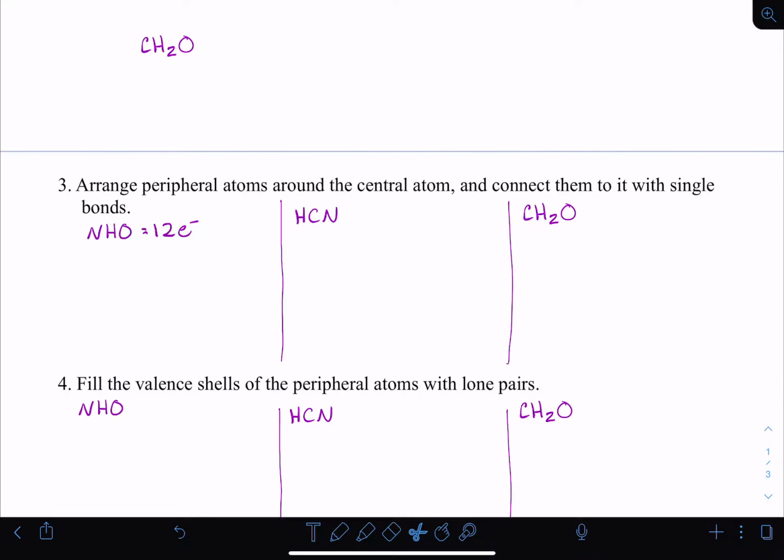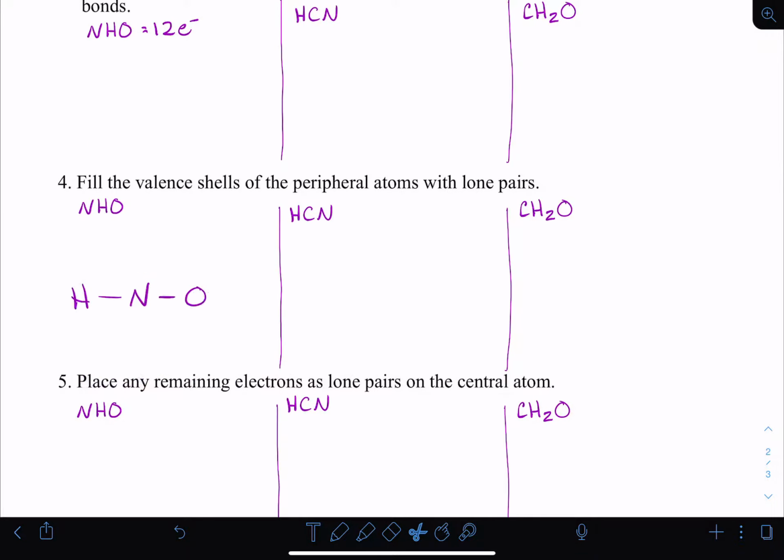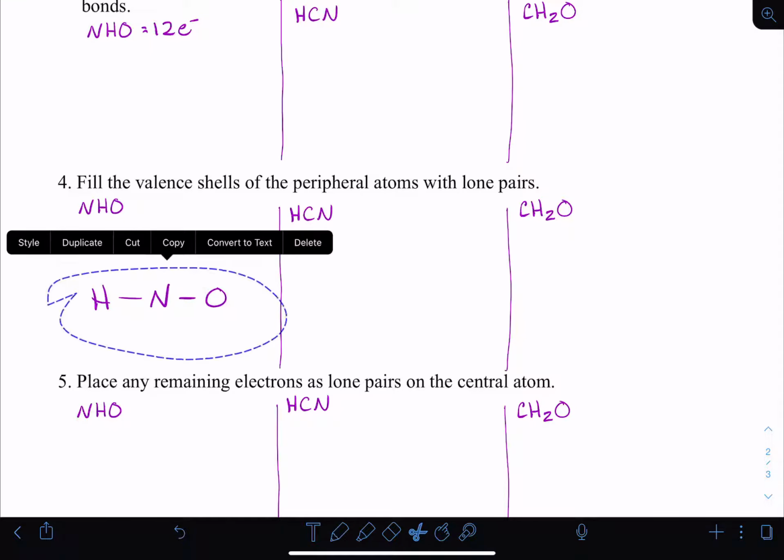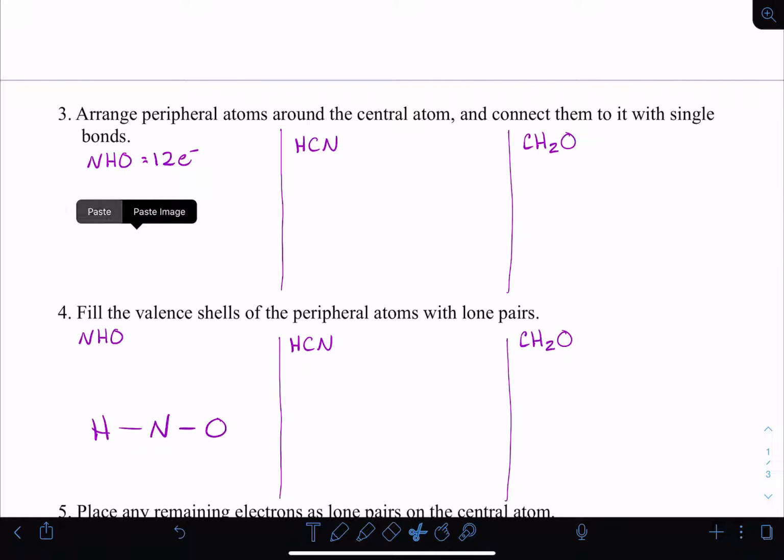So continuing onward in our process here. No, that was right. Did I cut instead of copy? I did. I cut instead of copied.